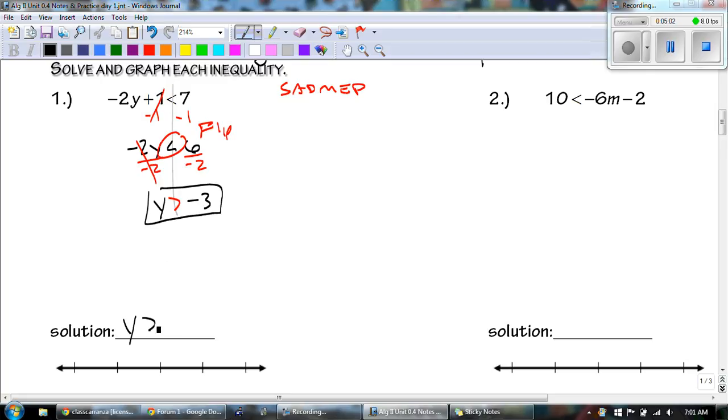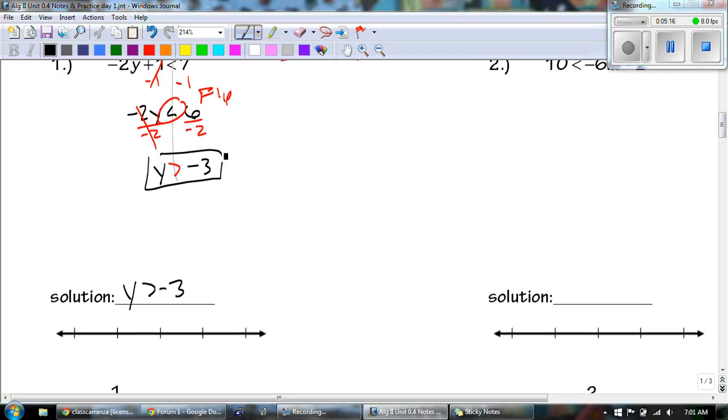So my solution, y is greater than -3. And then are we going to be open or closed? Okay, it's going to be open because it is greater than. So we go to, oh, that's right. We have to number the number line, guys. So I'm at -3 now. If I'm going to the right, those numbers are going to be getting bigger. And if I go to the left, my numbers are going to be getting smaller. Okay. So it's going to be open, and I'm going to be shading everything to the right.